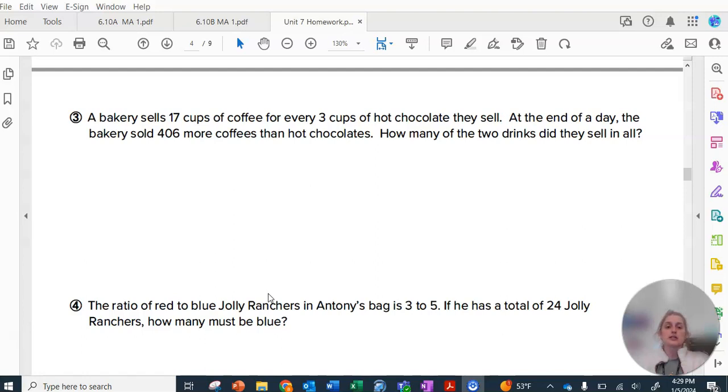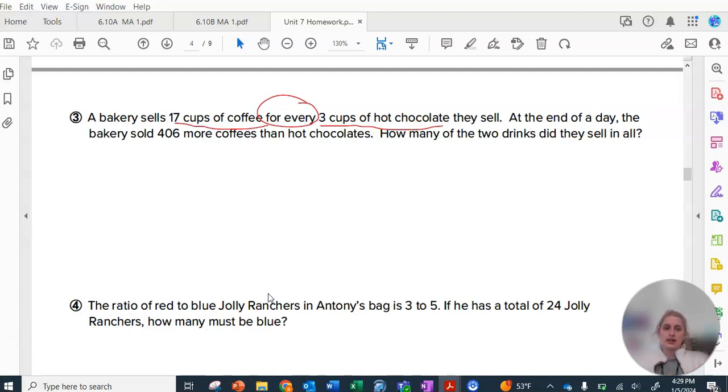So a bakery sells 17 cups of coffee for every 3 cups of hot chocolate. It's not a set, like that's what they sold. For every means that we're talking about a ratio. So if they sell 6 cups of hot chocolate, then they're not still selling only 17 coffees. 3 is doubled to make 6, so 17 would be doubled to make 34.